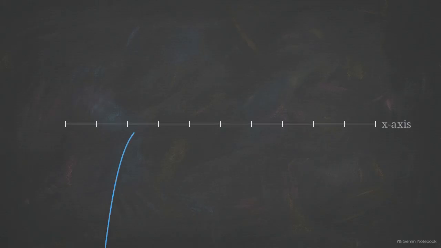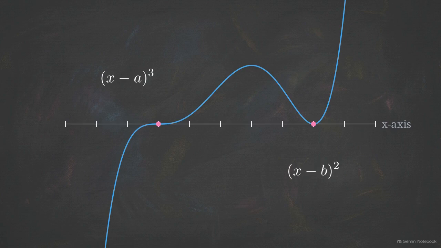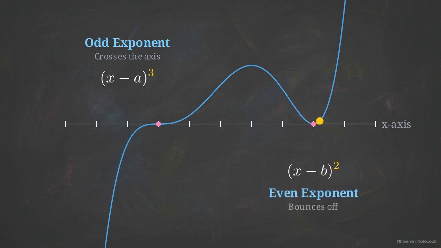But watch how this curve interacts with the axis. At one point, it cuts straight through the line. At another, it touches the axis and immediately bounces back. The algebra actually dictates this behavior. Notice how the crossing point is driven by an odd exponent, like a 3. Where the exponent is even, like a 2, the graph gets rejected and turns around.